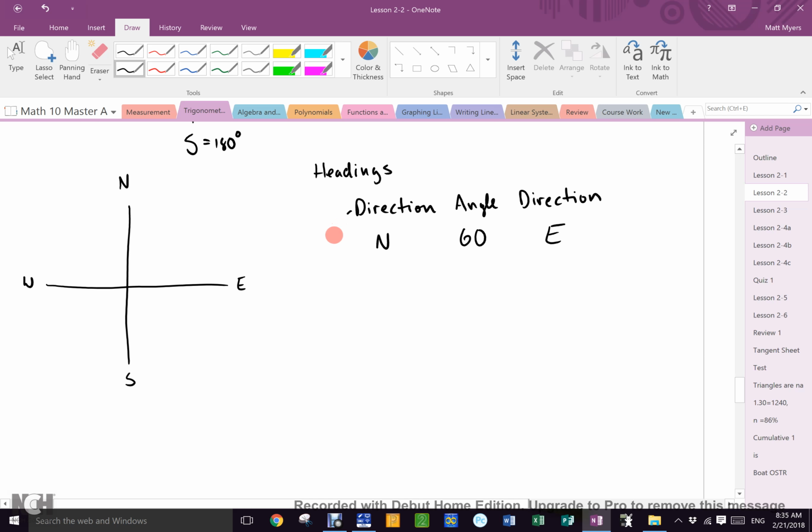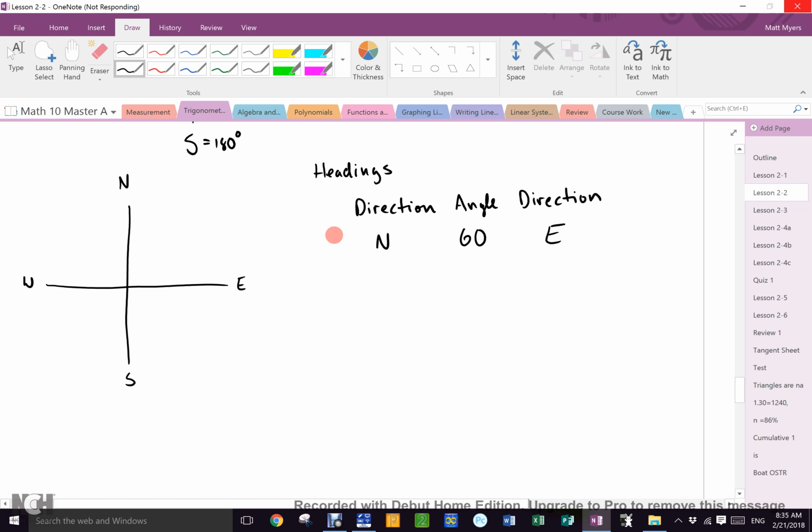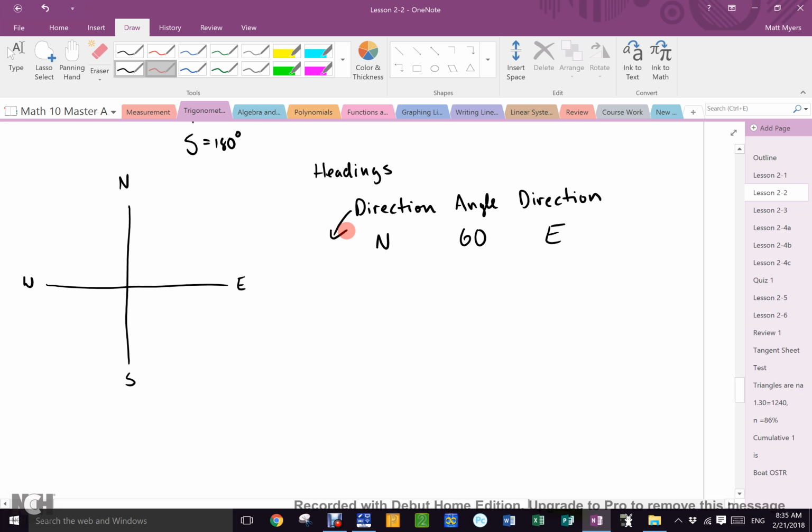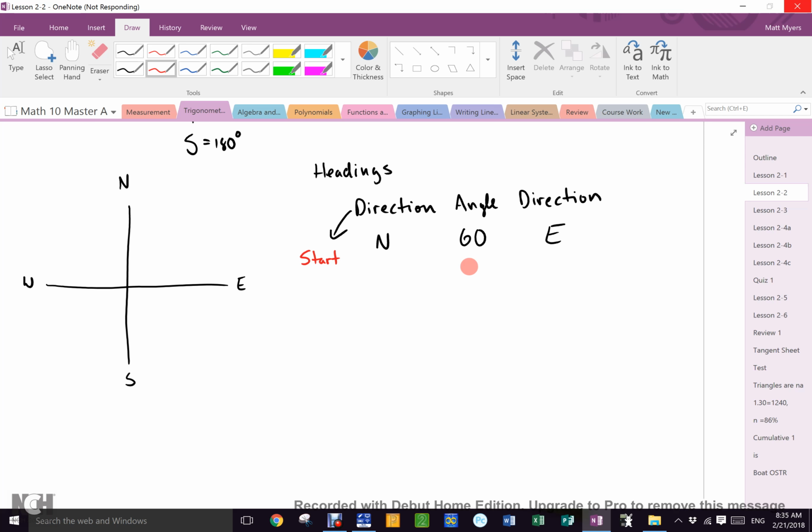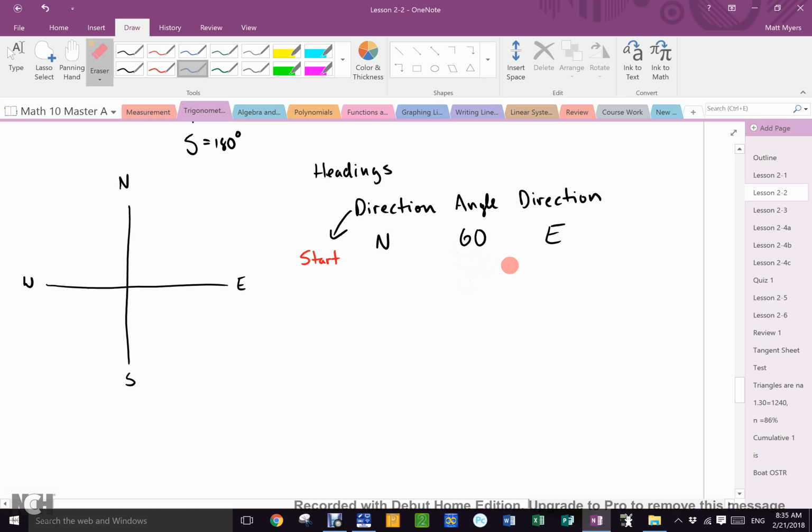The first direction is where we start. The angle is the amount of adjustment from the first direction, and the second direction is the way we turn.